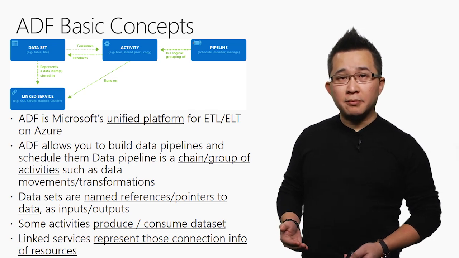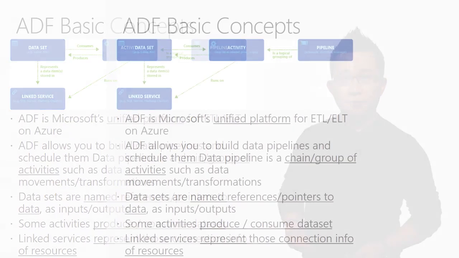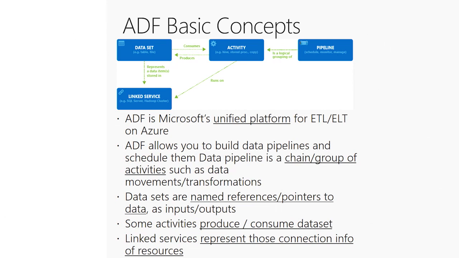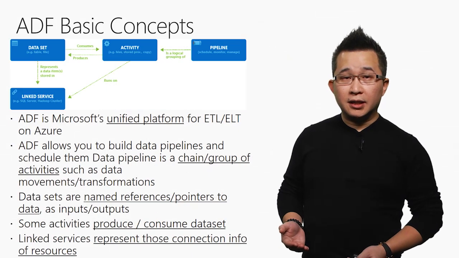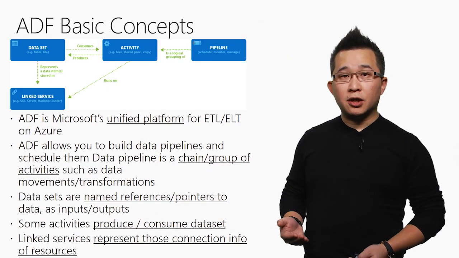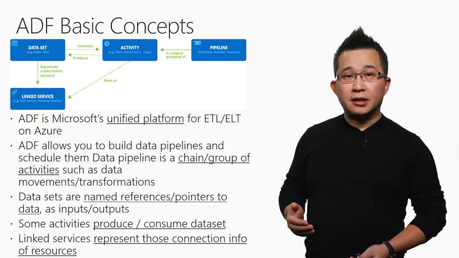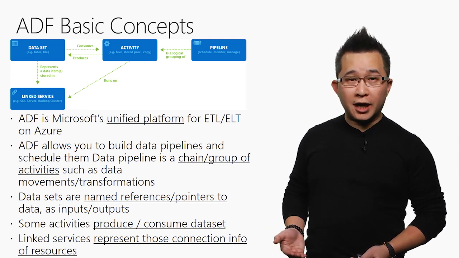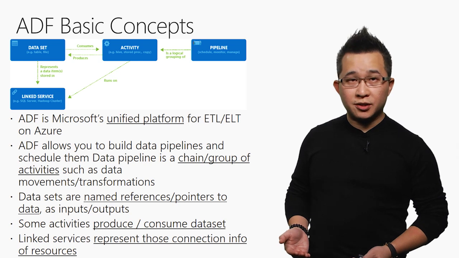What is a data pipeline? A data pipeline is a chain of activities, such as data movement or transformation. The datasets are names, references, or pointers to data, such as input or output. Now, some of these activities produce or consume datasets. Linked services actually represent the connection information for these resources.